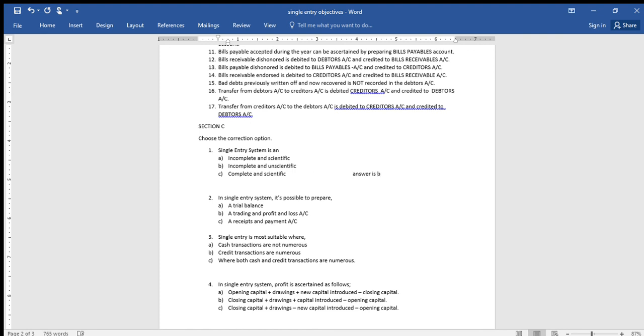Then question 2, in single entry system, it's possible to prepare: a trial balance, a trading profit and loss account, or a receipts and payments account. The answer is C, receipts and payments account. It's the cash book. So here the answer is C.